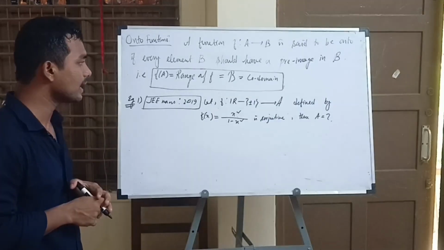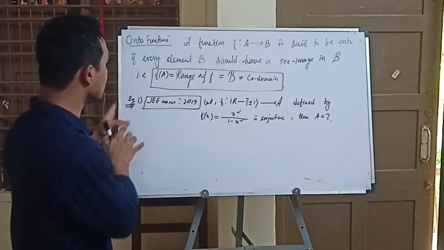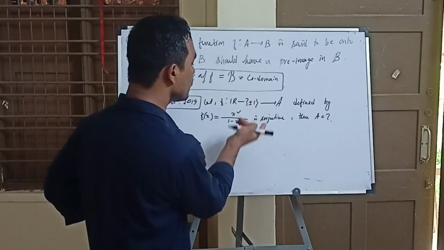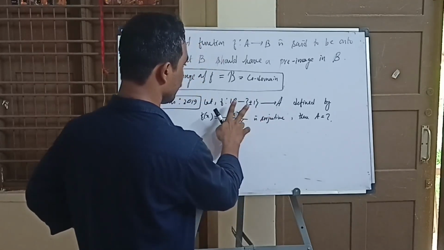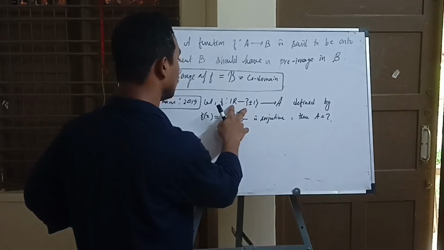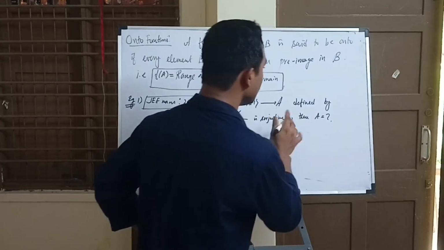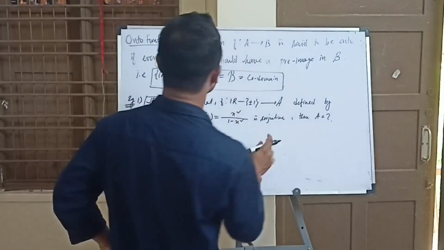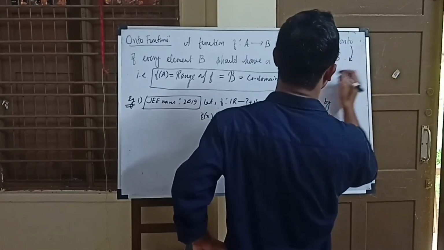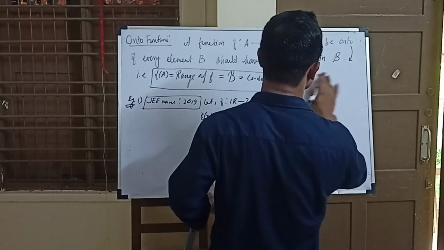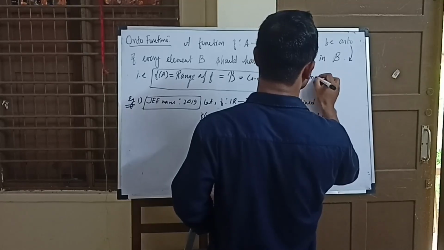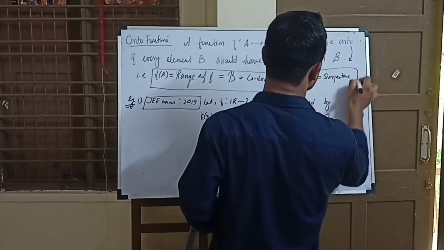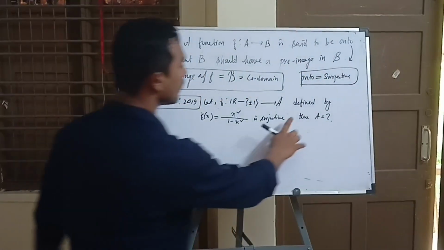Let me solve one example of onto functions here. This question was asked in JEE Mains 2019. A function f from R minus {plus minus 1} to A, here the domain does not contain plus minus 1, correct? Defined by the function f of x equal to x square over 1 minus x square is surjective. Here write onto functions, sometimes called surjective functions. Then what is the range of A?